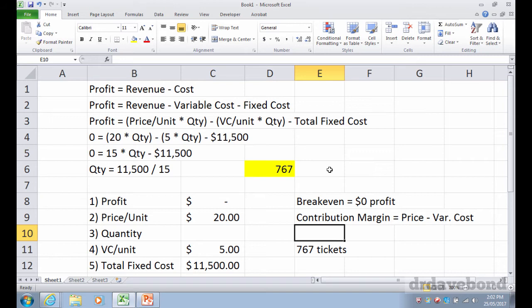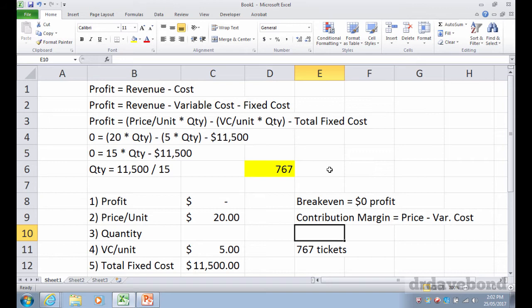So every ticket you sell is giving you $15 to paying off the venue, paying off whatever other fixed costs you've got. And then once you've paid off all of those, then it starts being profitable. So once you've done 767 tickets, every ticket after that is giving you $15. That's what that's saying. If you sell 867 tickets, you've made $1,500 profit. If you sell 967 tickets, you've made $3,000 profit, so on and so on and so on.